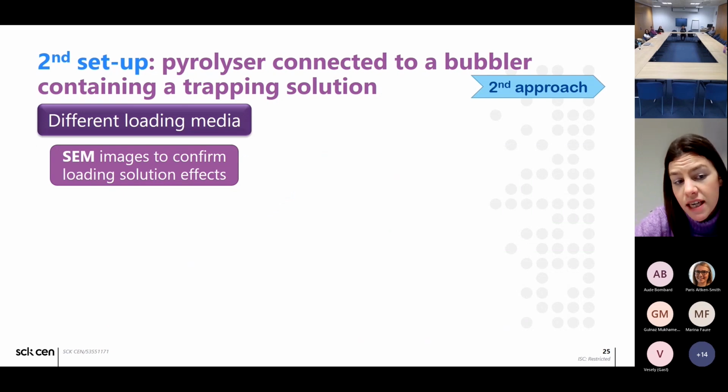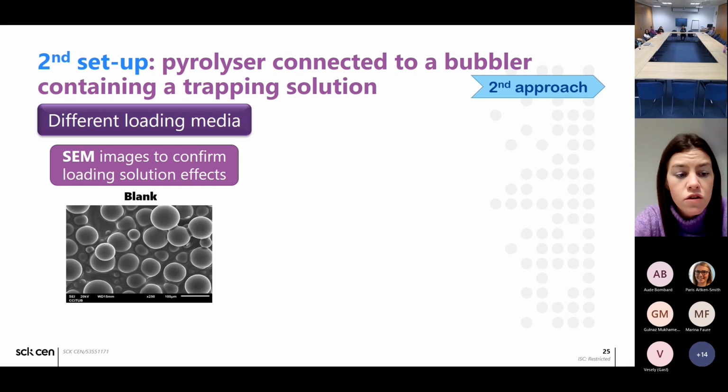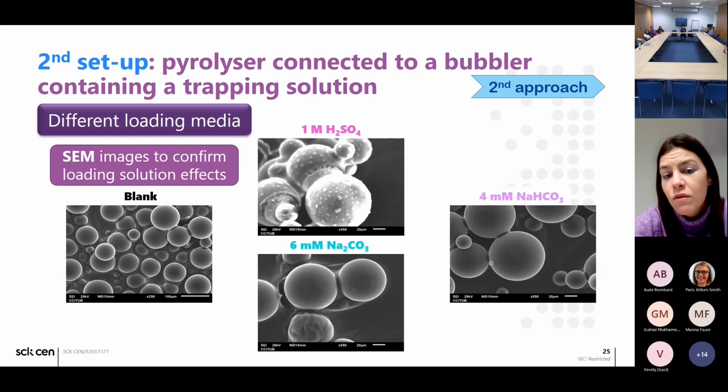So then we investigated by using microscopy the effect of the different loading solutions on the microspheres. Prior to those tests, we analyzed a blank in order to have a reference to compare. And then we measured the different PR resins loaded with different loading solutions. As you can see, there's a clear degradation effect on the PR resin loaded with 1 molar sulfuric acid.